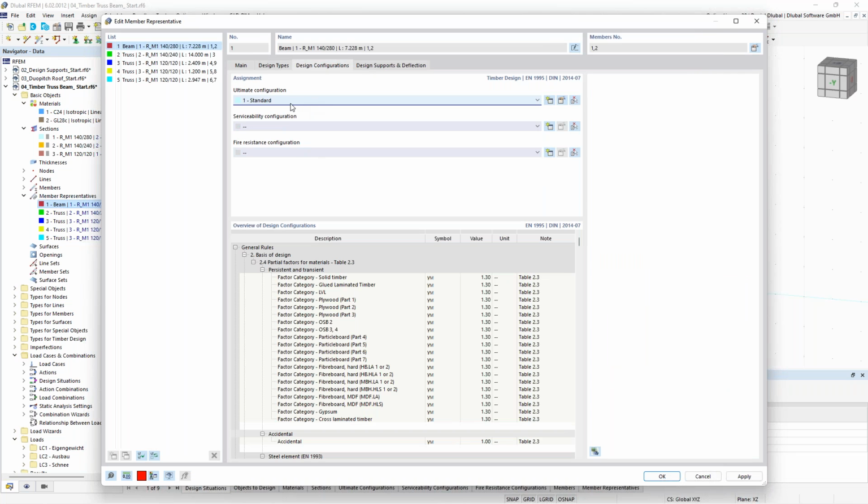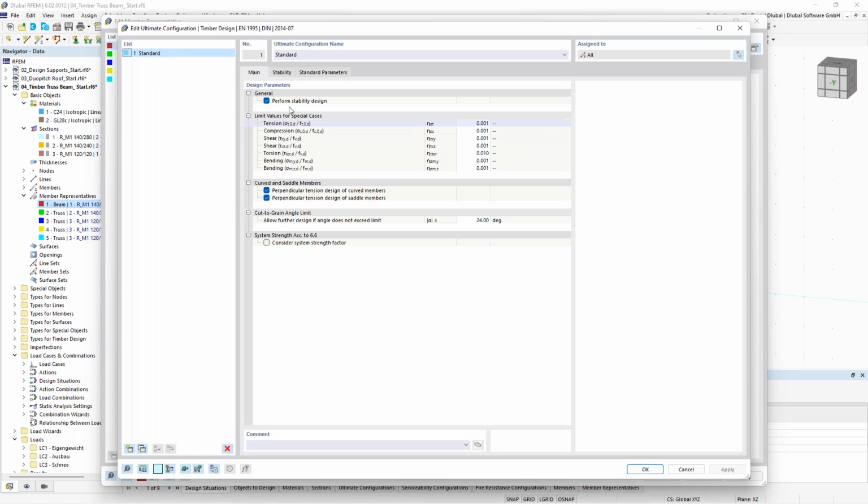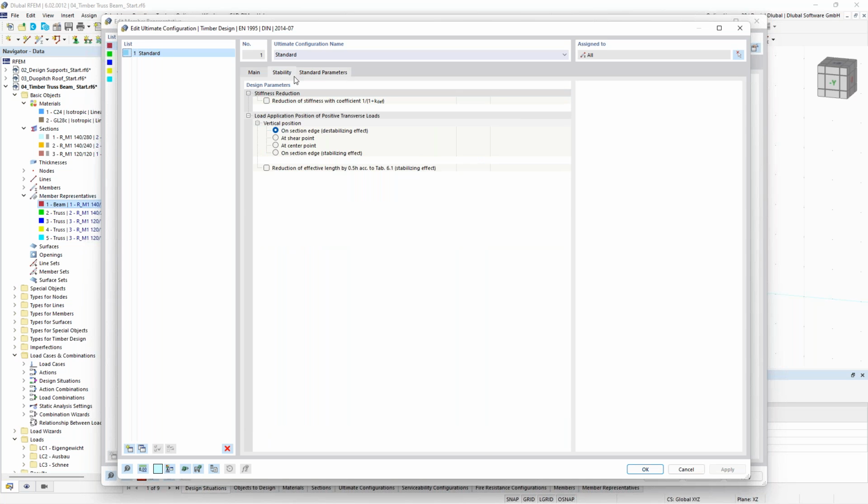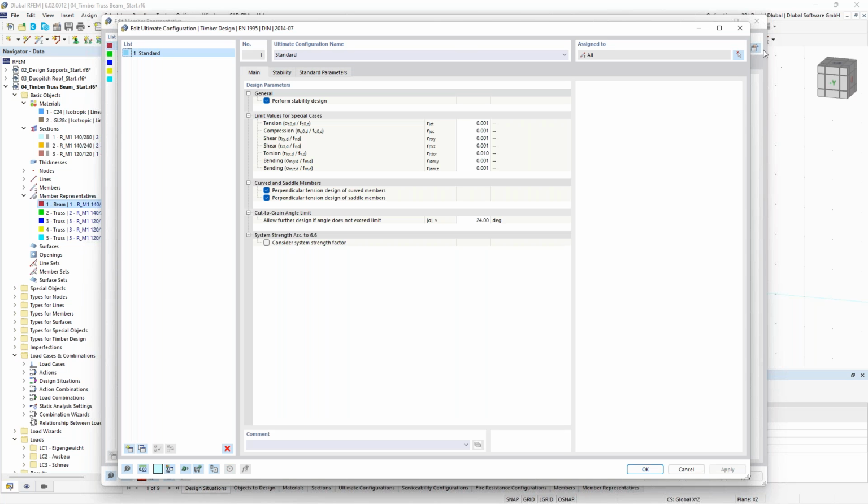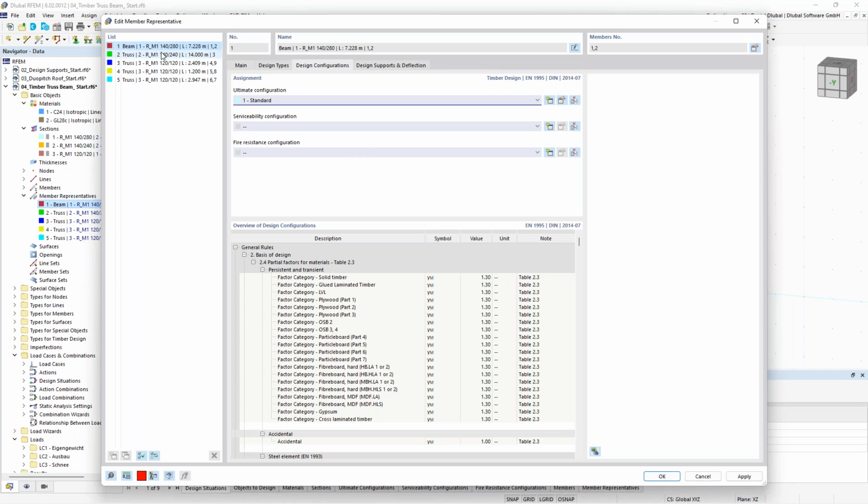The design configuration, only the standard. So I consider only here these things. I can also perform the stability design here and add some further settings. But for this case, it's absolutely fine.